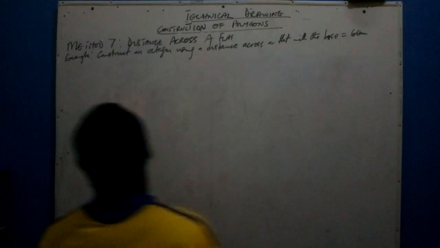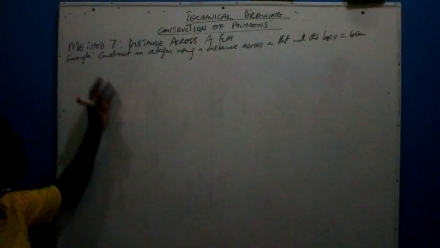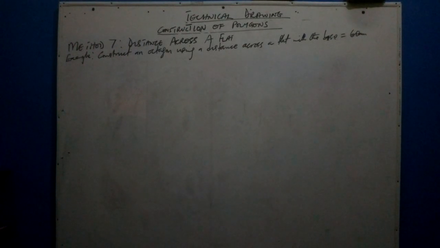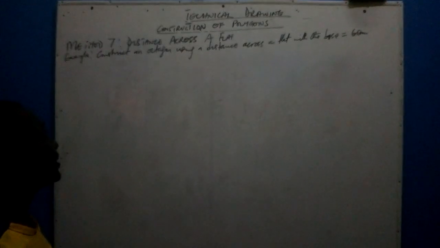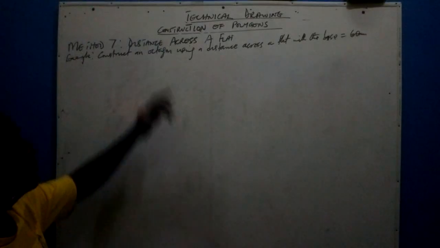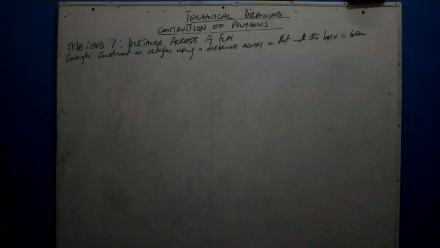Let's look at this method. Welcome to another episode. This method, which is the distance across a flat, is one of the methods used in the construction of polygons. Now, they say we should use this method to construct the octagon, which is a polygon of 8 sides.